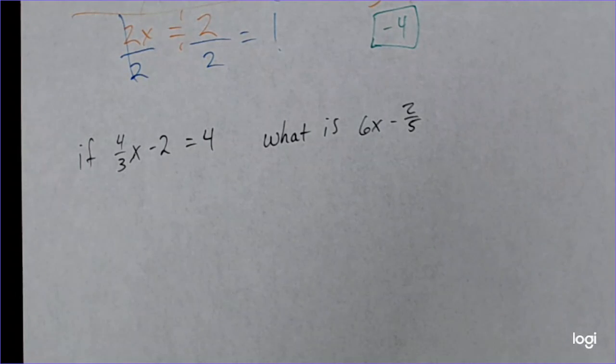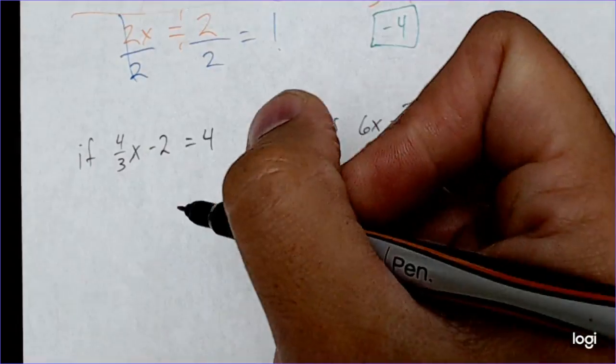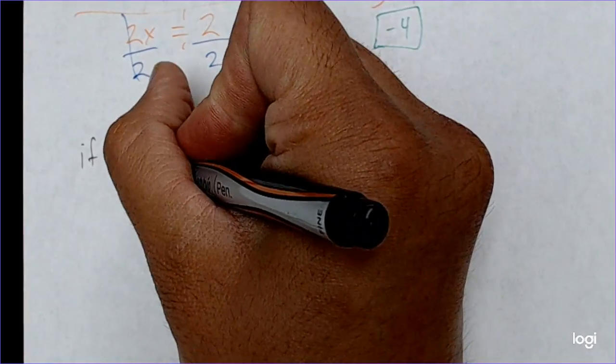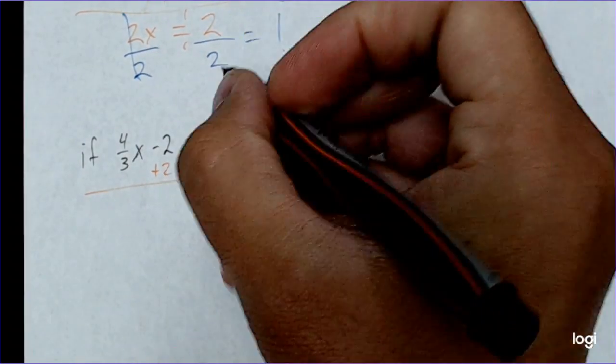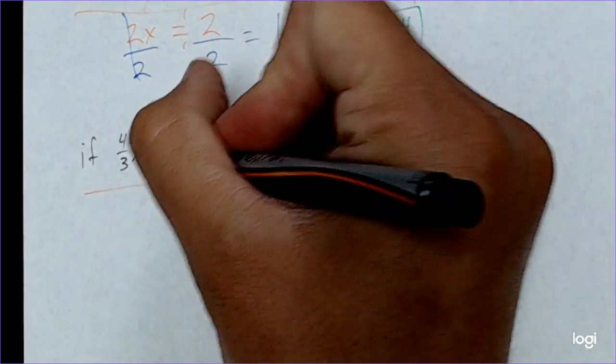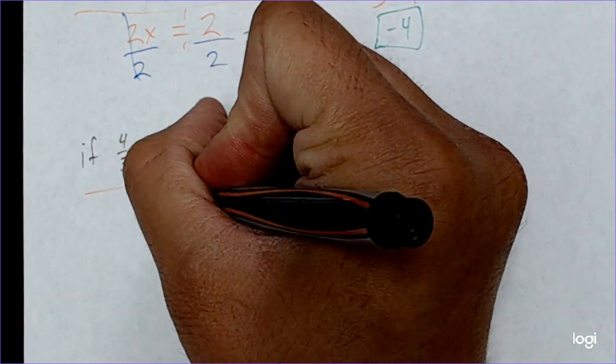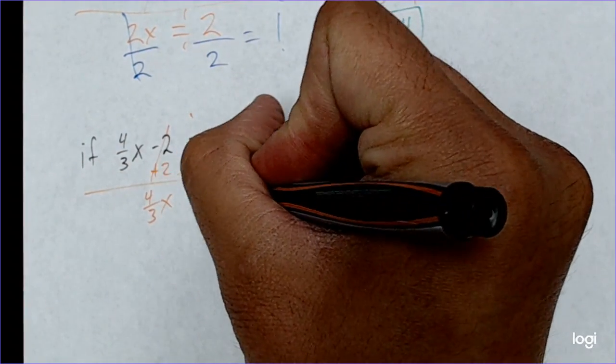So first, we're going to start by solving the equation. That's always step number 1. Going to use PEMDAS backwards, so I add 2 to each side using the opposite action, and then equivalent exchange. That cancels, so now I have 4/3 times x equals 6.